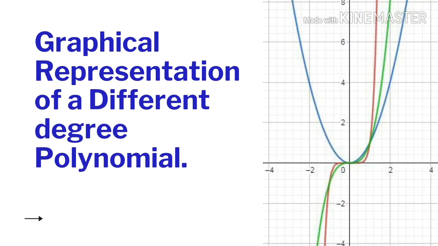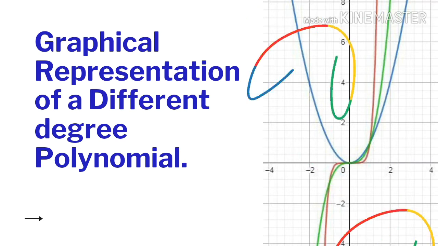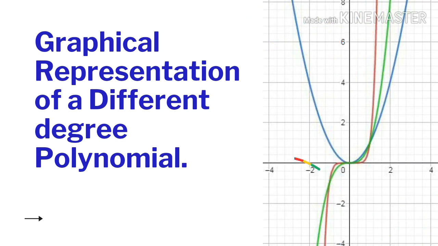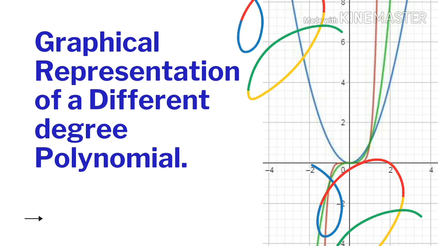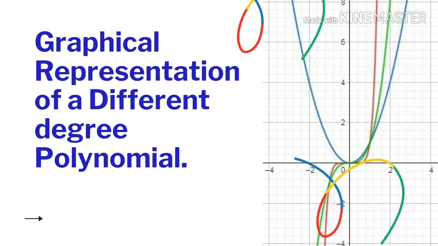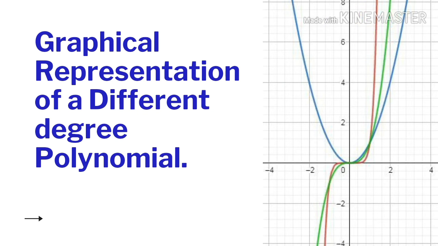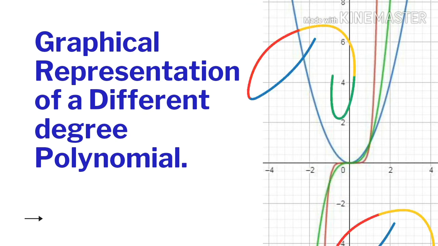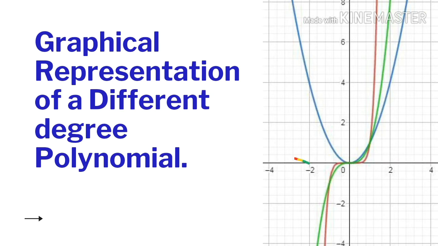For a polynomial of the form y = x^n, where n is a whole number, as n increases the graph is drawn closer to the y-axis, as you could see. If n is an odd number, the graph lies in the first and the third quadrant. If n is even, the graph lies in the first and the second quadrant, and the graph of y = -x^n is the reflection of the graph of y = x^n on the x-axis. So the blue line, if you could see, is y = x², and the red line is y = x^7.